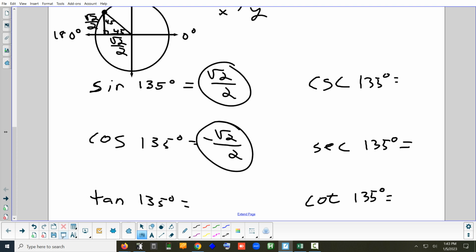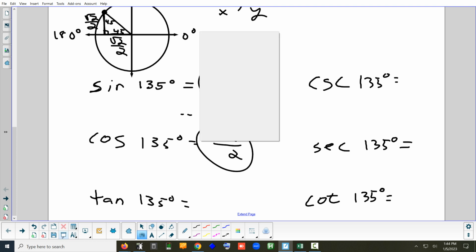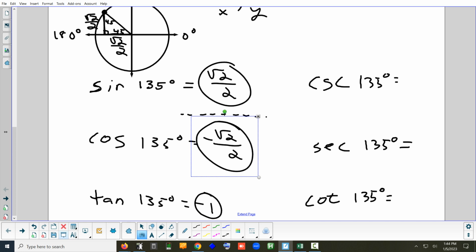Y divided by x. So we're going to take these two things and divide them. Just imagine putting a division line right there. But y and x are the same, except one is negative, so it's like they're opposites. So what do we get when we divide two numbers that are opposites? Negative 1. Positive divided by negative is a negative. So that's going to be negative 1.